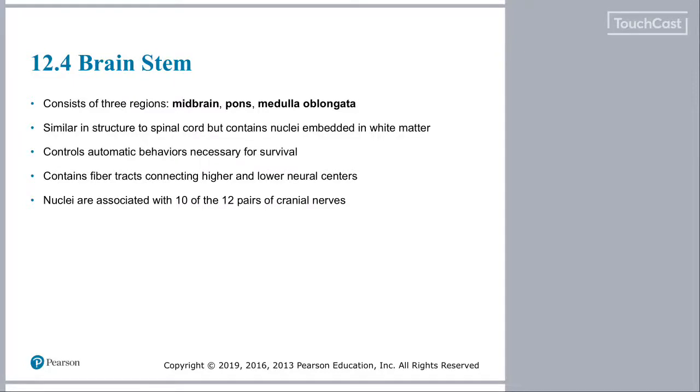Hi everyone, today we are going to cover sections 12.4 and 12.5, the brainstem and the cerebellum. So our goal for section 12.4 is to identify the three major regions of the brainstem and note the functions of each area. So the brainstem is going to consist of the midbrain, the pons, and the medulla oblongata, made most famous by Adam Sandler in The Waterboy.